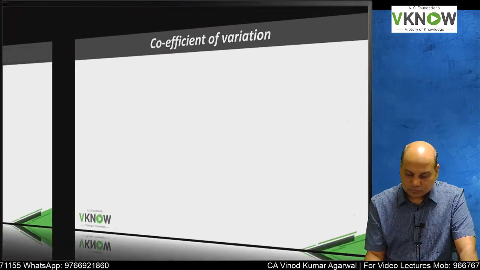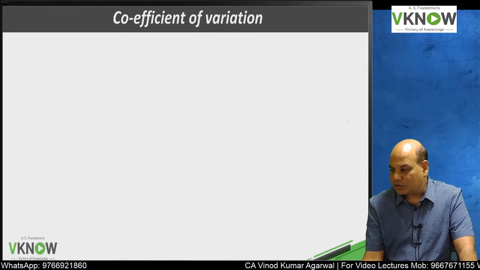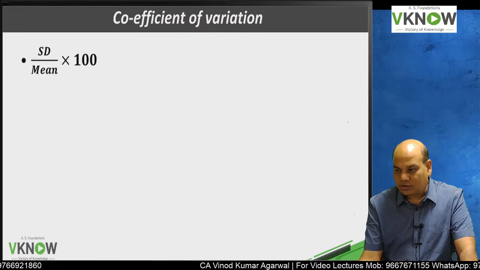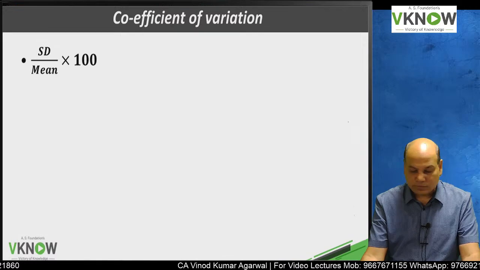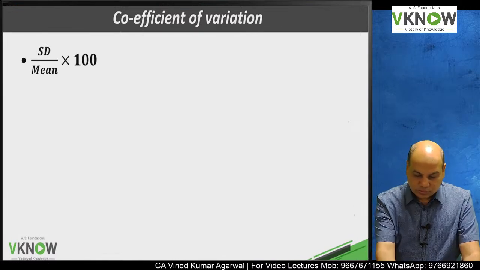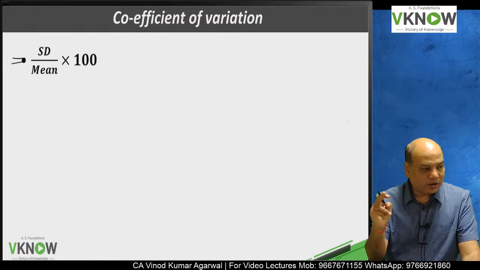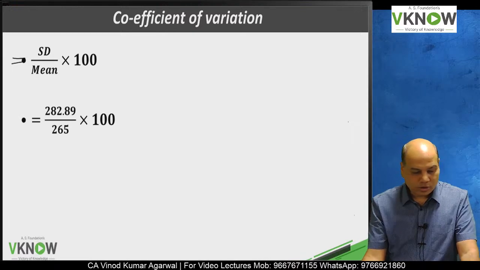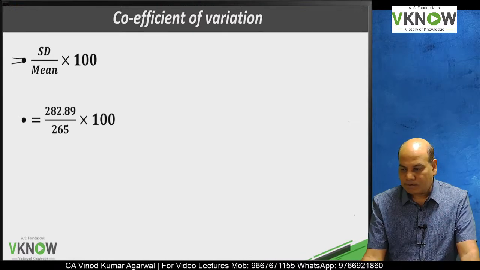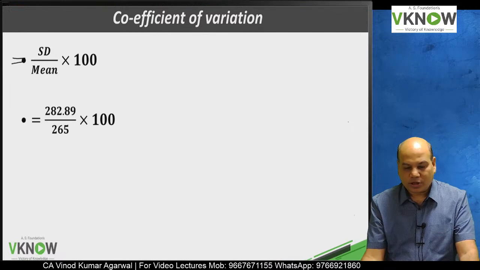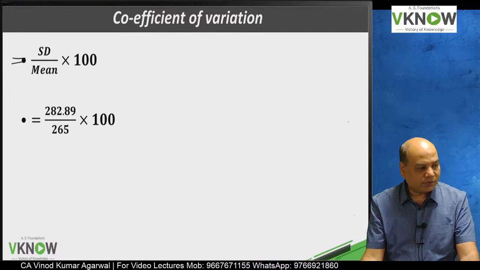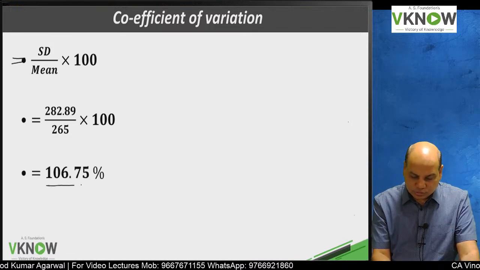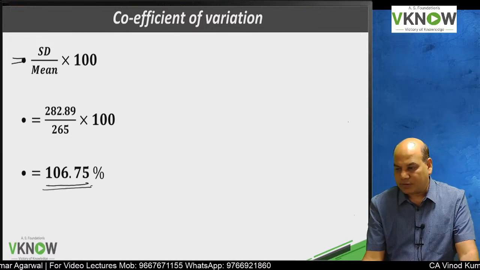282.89. Now write down coefficient of variation. Coefficient of variation is equal to standard deviation upon mean into 100. Standard deviation 282.89, mean 265, into 100. That comes to 106.75.